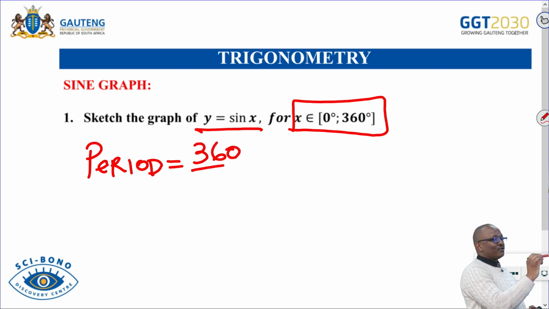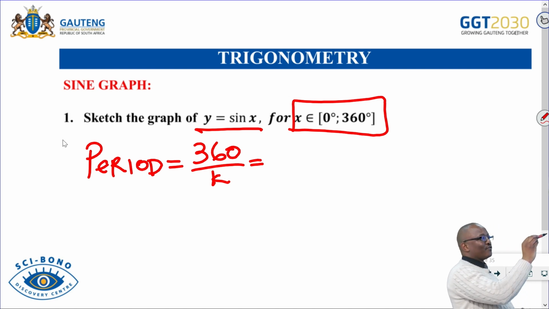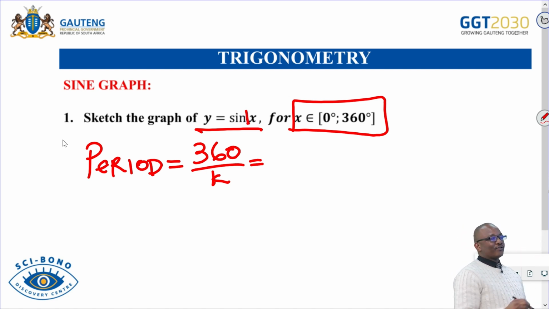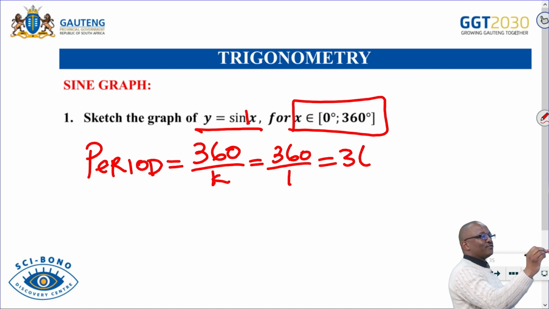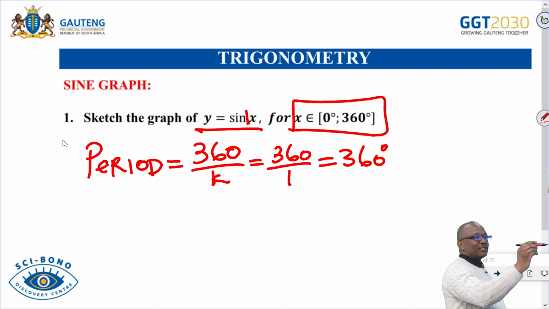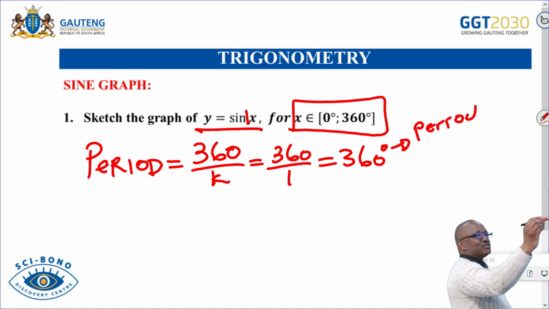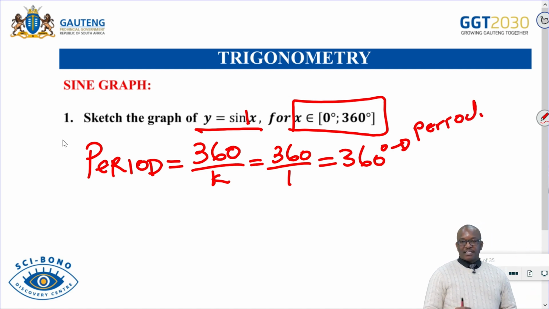So your period, you know that is 360 over k. Then when you say 360 over k, k is the number in front of x, which is a ghost 1. So we're going to say 360 divided by 1, which is going to give you 360. So now, that is your period for that graph.